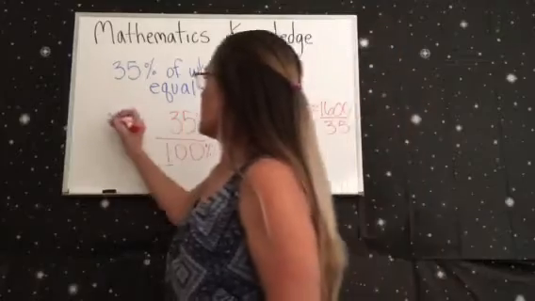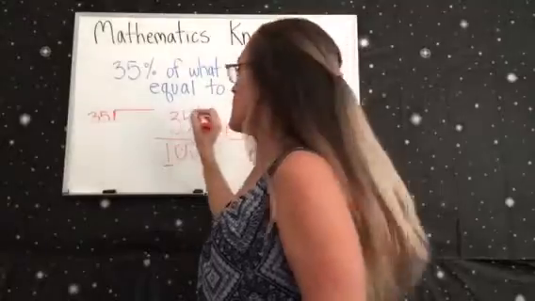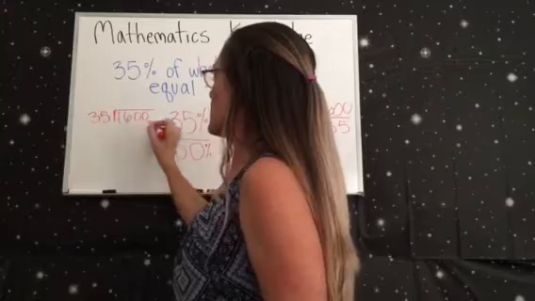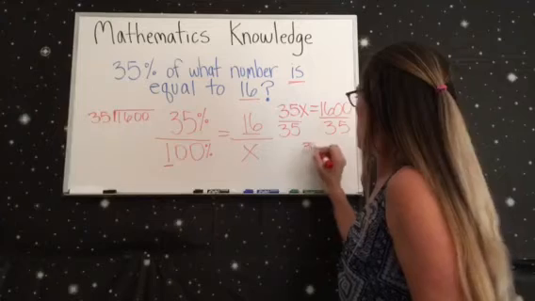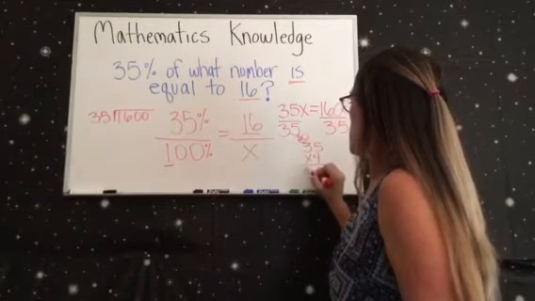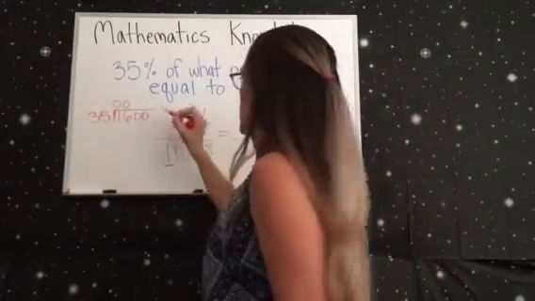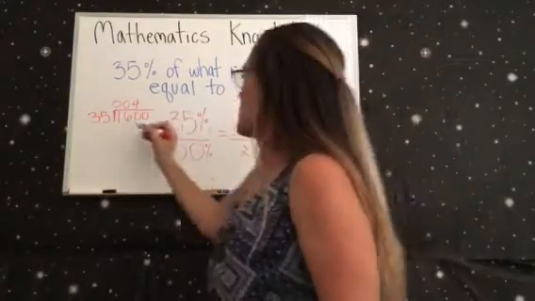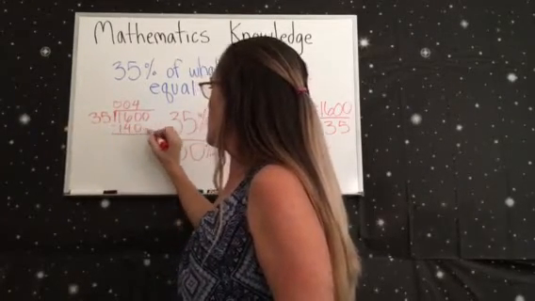So now 35 goes into 1,600. Let's see. First, 35 goes into 160, let's say 4 times, and let's check it. So we're at 140, and that's good. If we go one above, we'll go over the 160. So we do 4 times 35 is 140. Subtract.